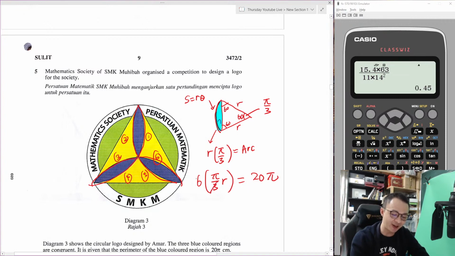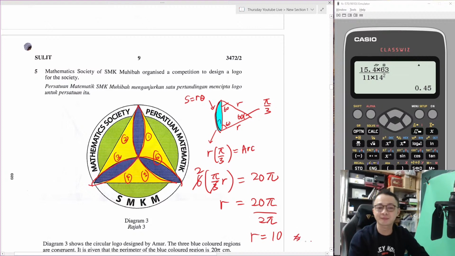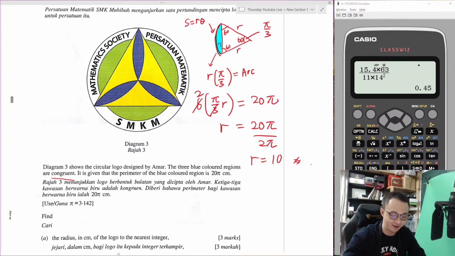So I will simplify it. 2 pi r equals 20 pi, so r equals 20 pi divided by 2 pi. r equals 10. Done. Alright, this is the first idea. This is how we get the r here. So r basically is 10 centimeter. Then we are done with the first part. It's 3 marks.